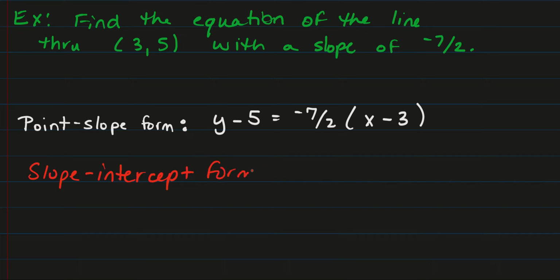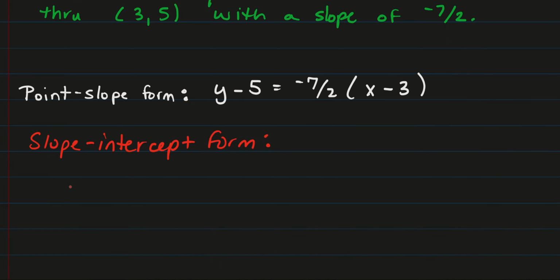Again, there's two ways to do this. You can just take what we found earlier and solve for y. So I'm going to do that. So we get y minus 5 is negative 7 over 2x. What I'm doing is I'm distributing this negative 7 over 2. And then a negative times a negative is a positive. This becomes 21 over 2.